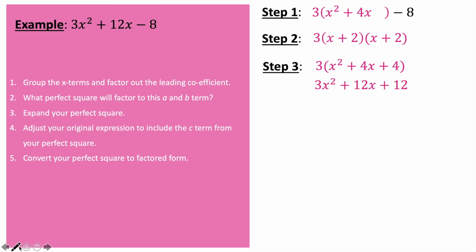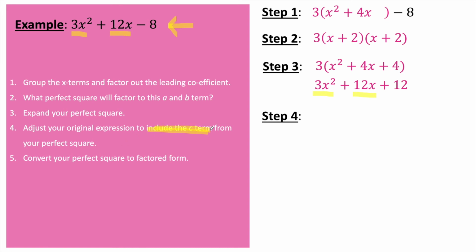and I end up with 3x squared plus 12x plus 12. Notice that the a value and the b value in my perfect square match the a value and the b value in my original expression. All that I've done is discover the perfect square, that is the binomial that can be multiplied by itself, that has the same a and b value as my original expression. In step 4, I'll return to my original expression here, and I need to think about how I can change this expression to include the c term from my perfect square.